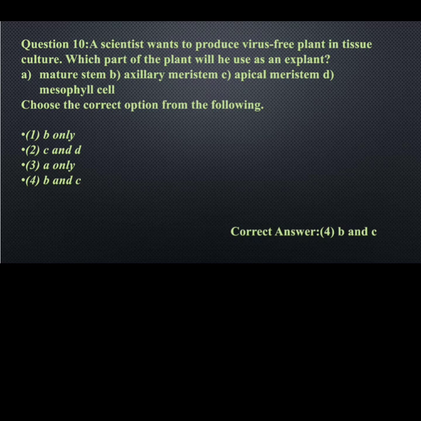Axillary meristem is a region of active cell division in the axils of leaves, often free from virus due to isolation from vascular tissues. Apical meristem, located at the shoot and root tips, is typically virus free, making it an ideal explant. Mesophyll cells are parenchyma cells in leaves with vascular connection, prone to virus. So that is also incorrect. The correct answer can be B and C.